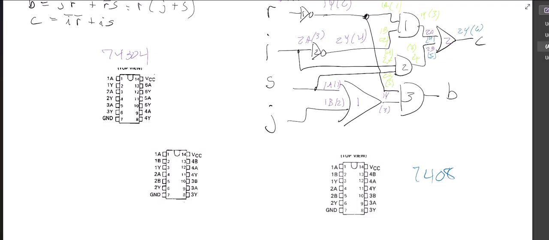And then lastly we have 3, so this is going to be 3A, 3B, and 3Y. And 3A is pin 9. 3B is pin 10, and 3Y is pin 8.